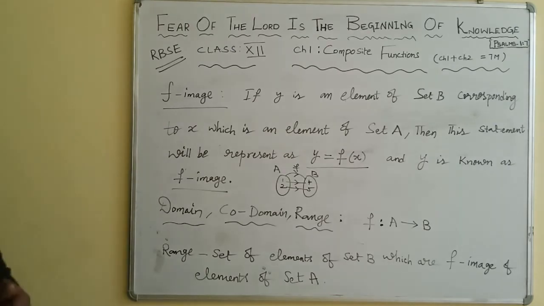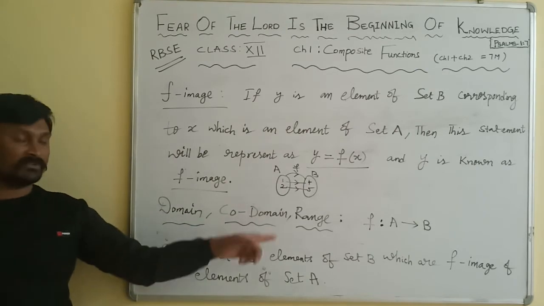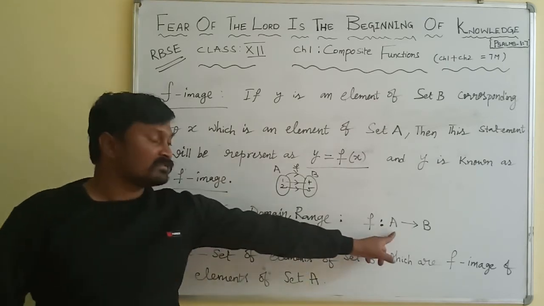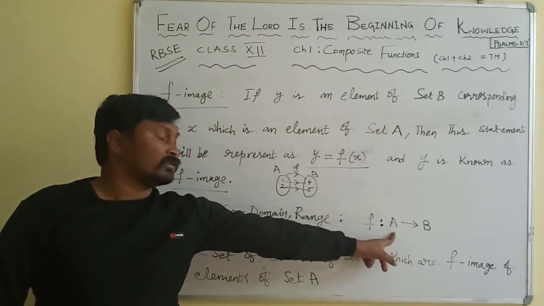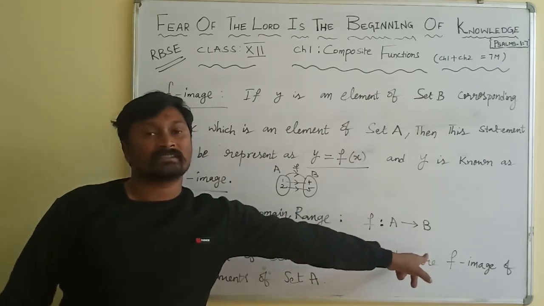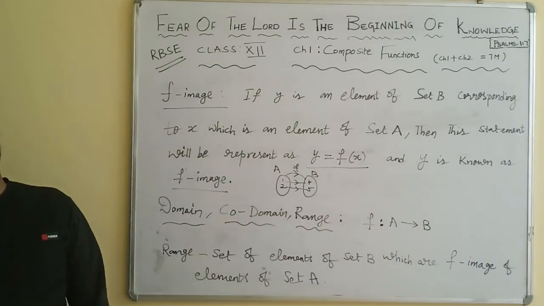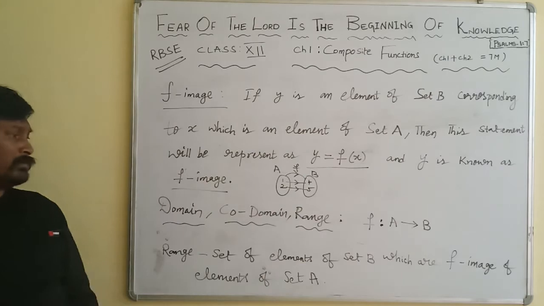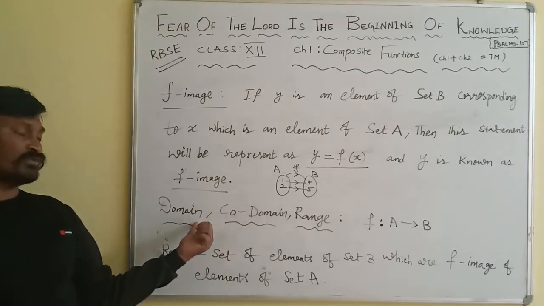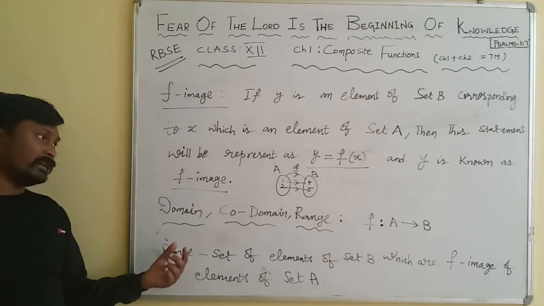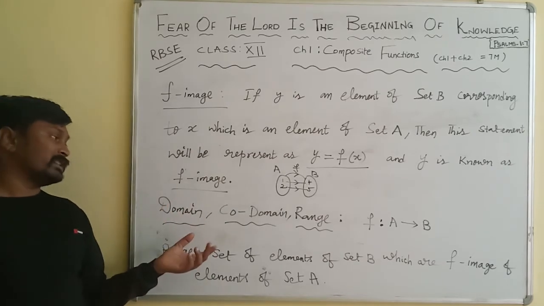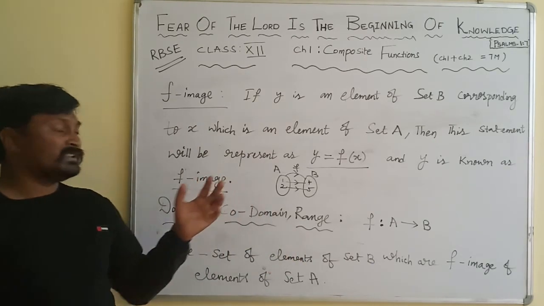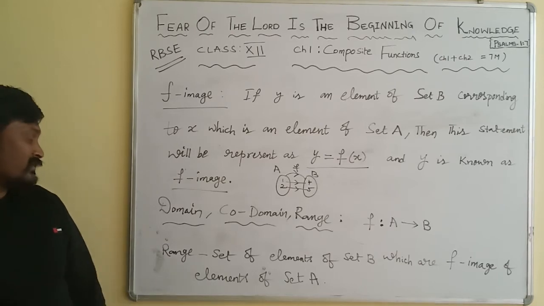Clear? Now we are going to discuss what is domain, codomain, range. F is a function from A to B. Then A is called the domain, the input. The output we can call the codomain, and sometimes this codomain is equal to range. We need to know the difference between domain, codomain and range. Whatever the input is given, that is called the domain, whatever the output is, the codomain, and range means those elements which are connected. That is called the range.